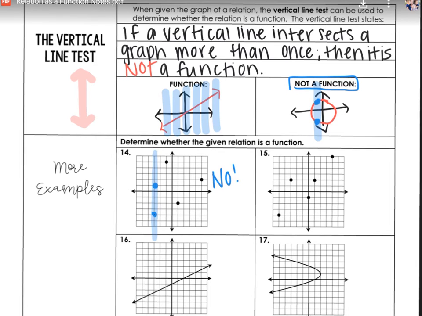All right, let's look at number 15. Vertical line, so that's good so far. Vertical line, that's good so far. Vertical line, that's good so far. Vertical, good. Good, so on all of these vertical lines, there's only 1 point, so this is a function.